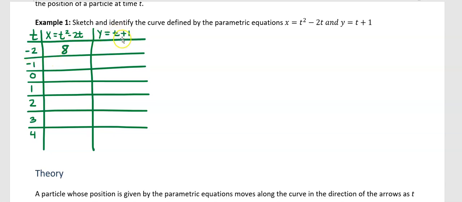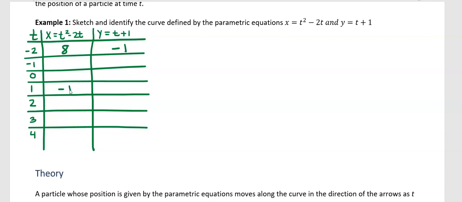So -2 would go in for t in the y equation, so that would be, instead of t plus 1, -2 plus 1, and -2 plus 1 is -1. So as you can see, we're just evaluating in the equation for x and in the equation for y. So let's choose another one. Let's say I chose the value of 1. 1 squared is 1, minus 2 times 1 would give me an x value of -1.